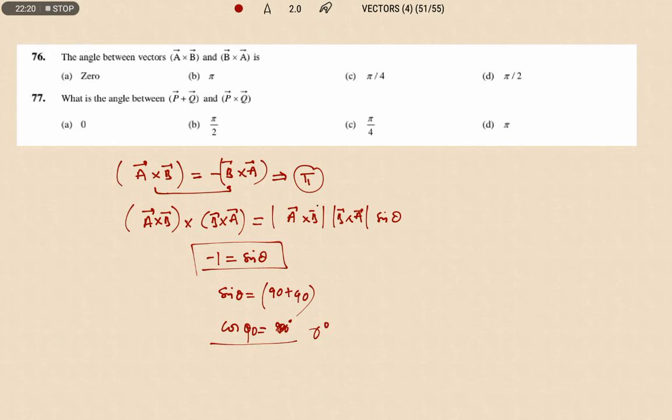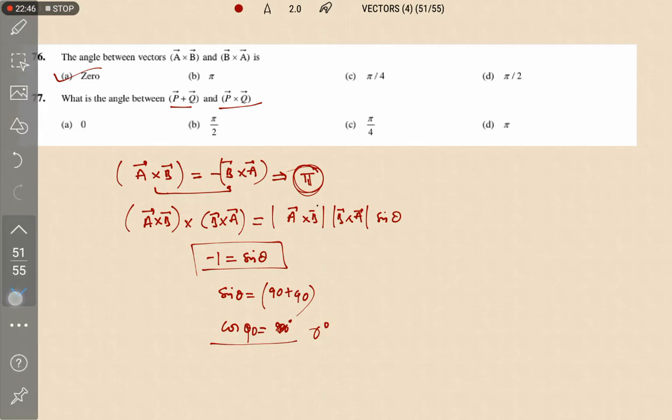Okay, that means these two vectors are parallel to each other, therefore the answer will be 0. And next, what is the angle between P plus Q and P bar cross Q bar? In a similar manner you can do it, you will get the answer 77.